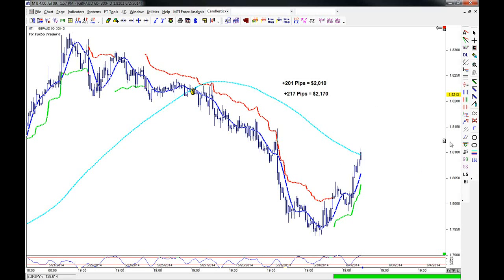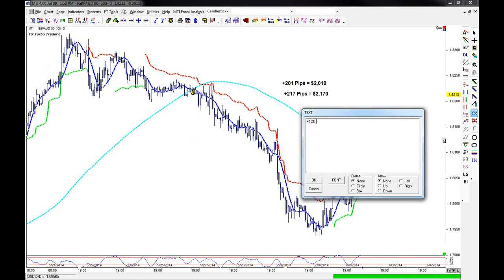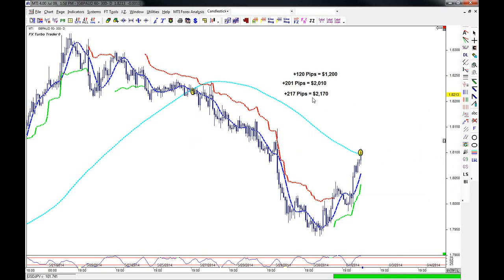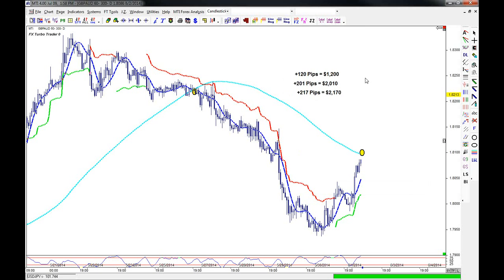Once again, we cross back above the teal blue line. This is where I'm going to be exiting. So right here, this is exactly where I got in. This is exactly where I got out. Who can tell me how many pips we just made? 120. Absolutely. So we're up 120 pips, or 1,200 US dollars. So let's go ahead and look for our next opportunity here.